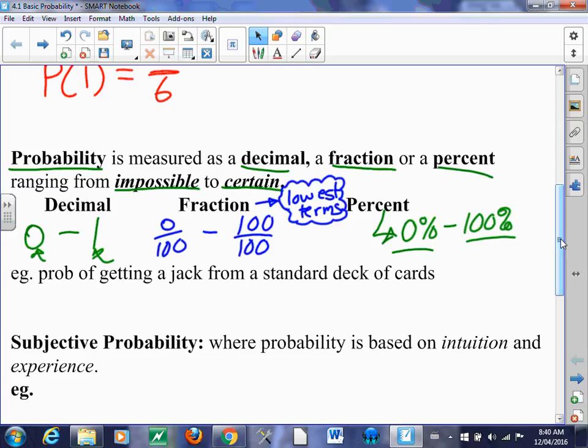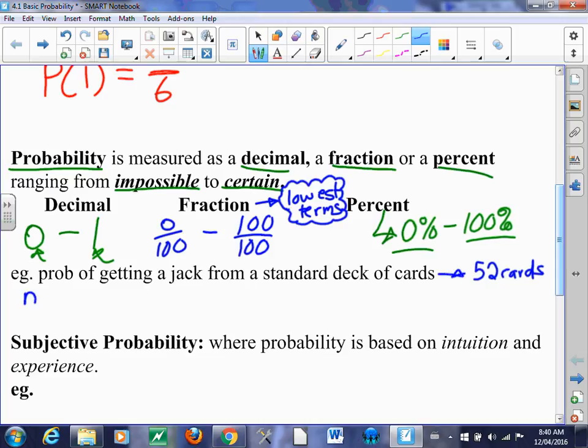Okay, so let's take a look at this example here. Probability of getting a jack from a standard deck of cards. Hopefully you remember a standard deck of cards has 52 cards in it. But we don't want all the cards, we just want specifically the number of jacks. So n means number of jacks. In a deck of cards there are 4 total jacks. Well, how many cards are there total? So the number in the sample space equals 52. That's just a little bit of prep work to get us ready.